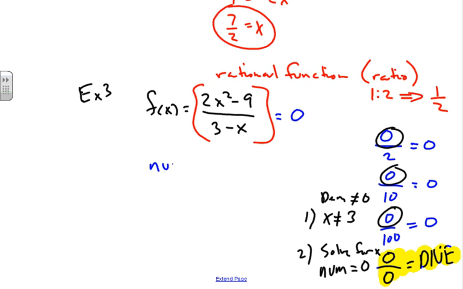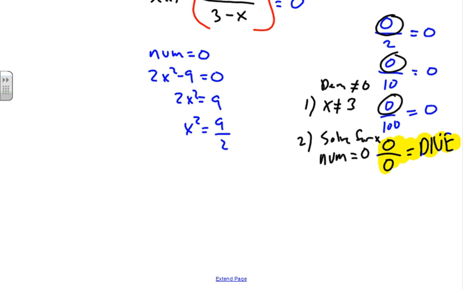So I'm going to take my numerator and set it equal to 0: 2x squared minus 9 equals 0. Solve. I have 9 divided by 2 equals x squared. Then take the square root: plus or minus the square root of 9 halves, which is plus or minus 3 over the square root of 2, which, if you're a superstar, would be 3 square root of 2 over 2.